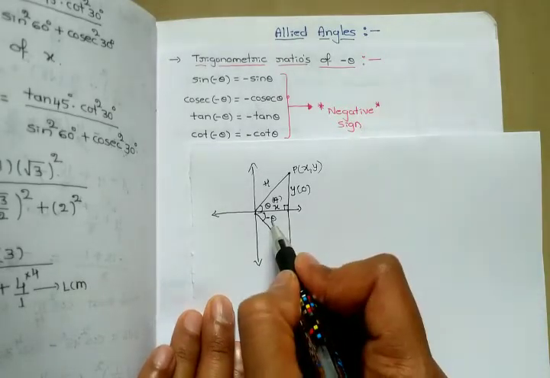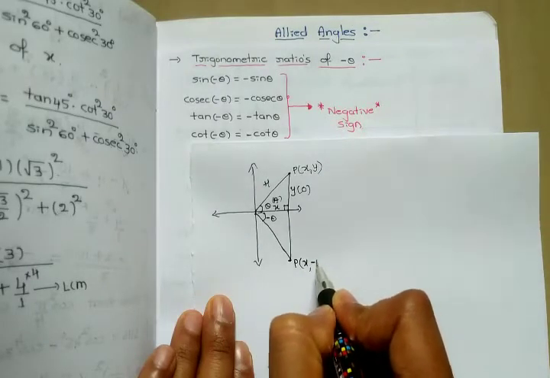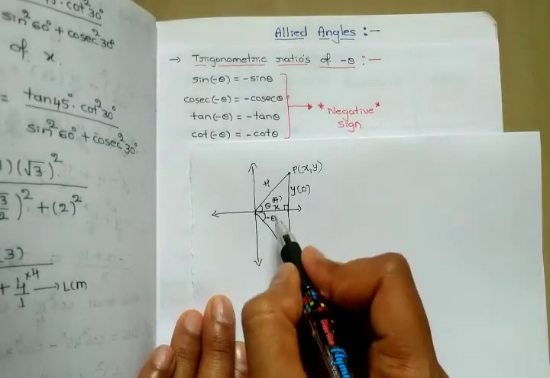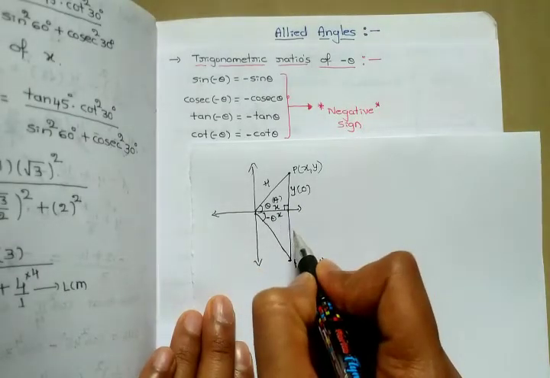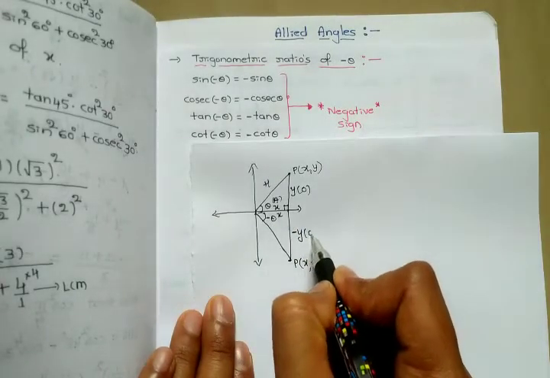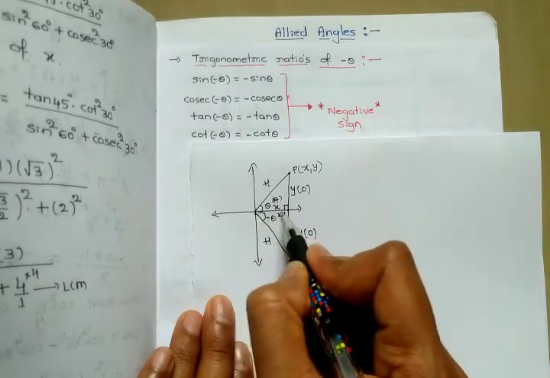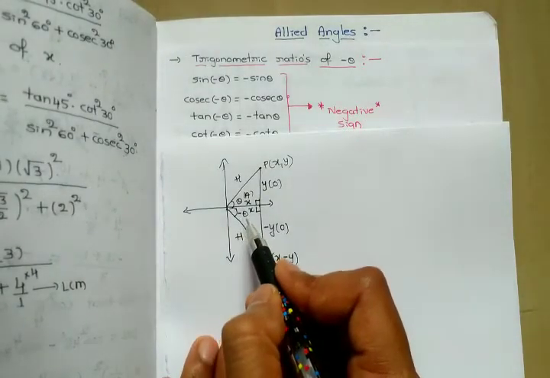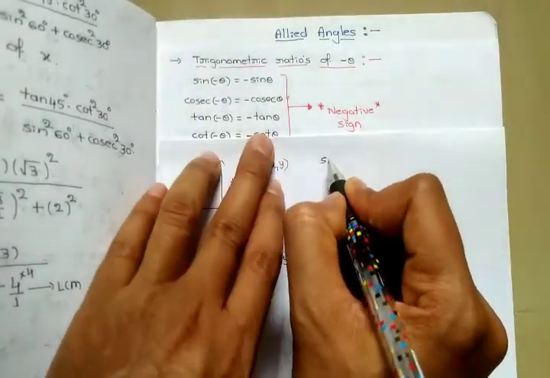Negative angle, so minus theta. This point I am going to take as P (x, minus y). So x is positive, y will be negative. Again here x remains x only, so y will be what here? Minus y. Correct. If it is theta, this is the opposite side, this is the 90 degree, meaning hypotenuse side, and the remaining side is adjacent. So here, if I use this right angle triangle, that is sine of minus theta.